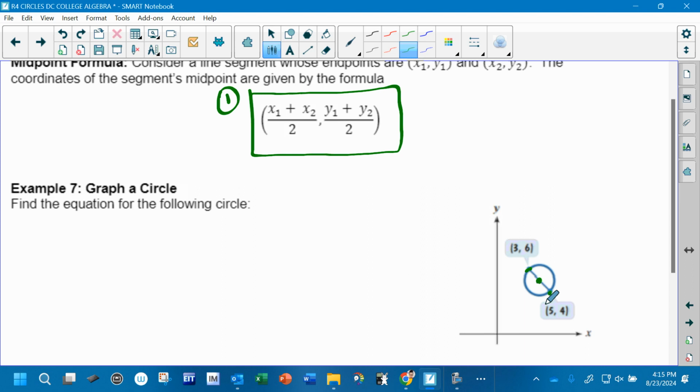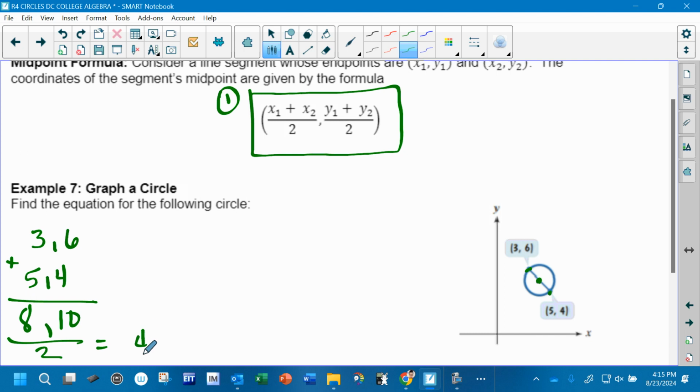So first, I'm going to add these 2 points together. It says to take the x values and add them together, take the y values and add them together. So I'm just going to write them vertically. 3 plus 5 is 8. 6 plus 4 is 10. Then it says divide by 2. So if I do that, I get 4, 5. So this is my center. So step 1, find your center.